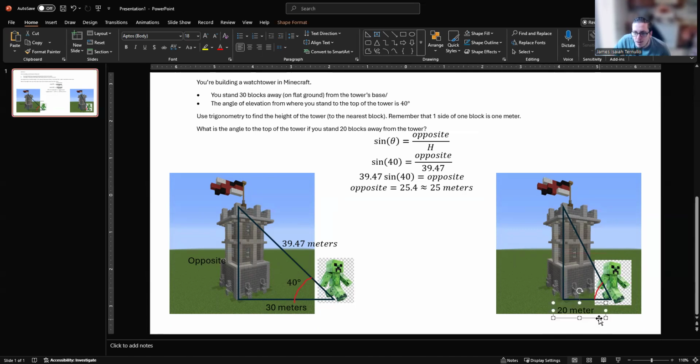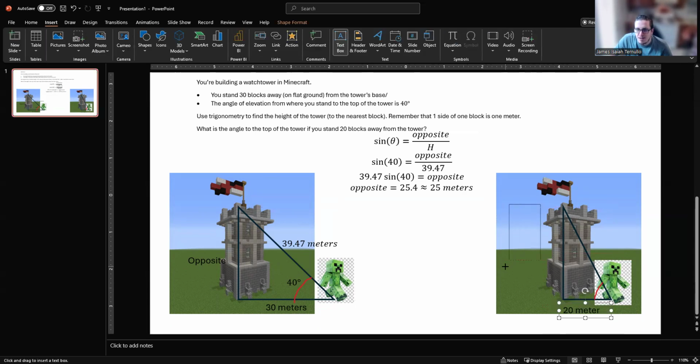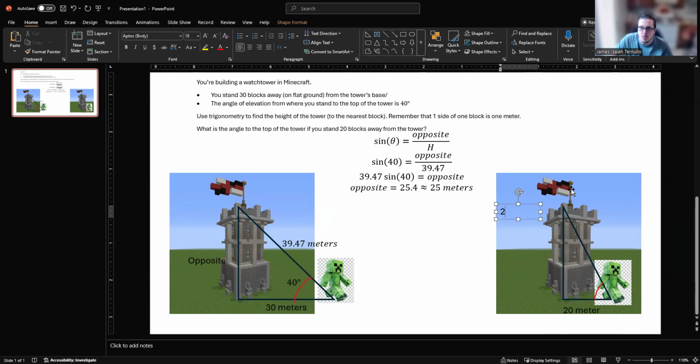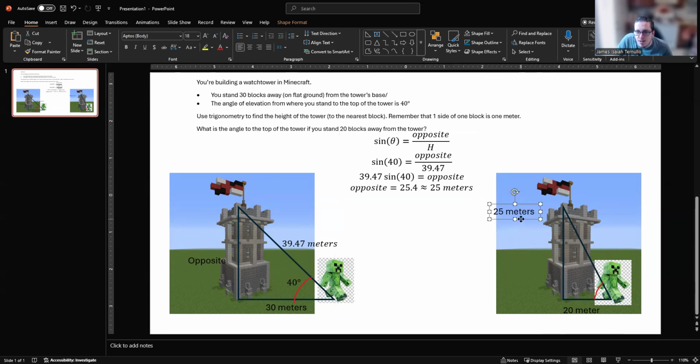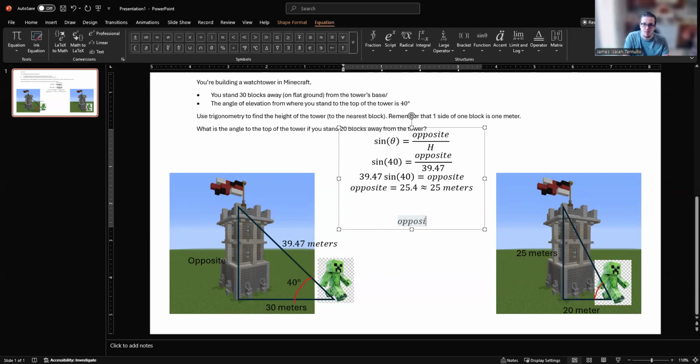We also know that this distance is 25 meters. Give me just a second, I'll place it there properly. So I didn't switch the angle on us. And if you see here, this is the angle that we're trying to calculate. We have an opposite side of the angle and we have an adjacent side of the angle.